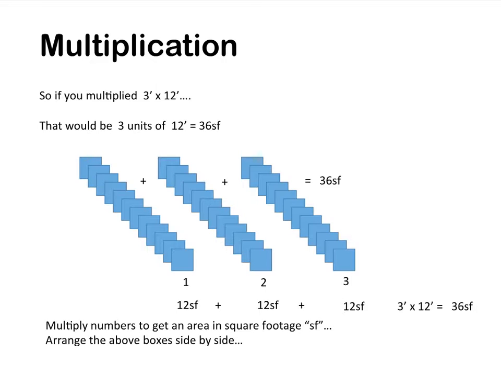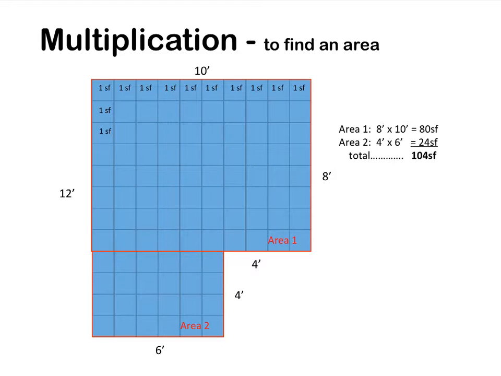Multiplication. Remember, 3 times 12 is no more than 3 units of 12, that equals 36. When measuring areas that are rectangular but have little blockouts, break them down into area 1 and area 2 and then add them together.